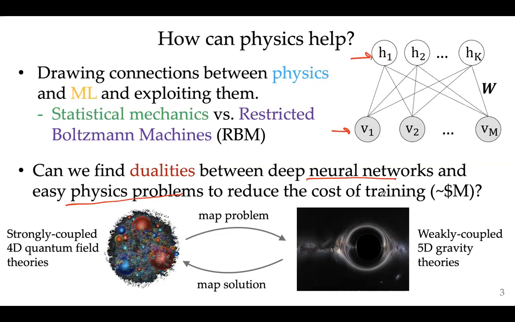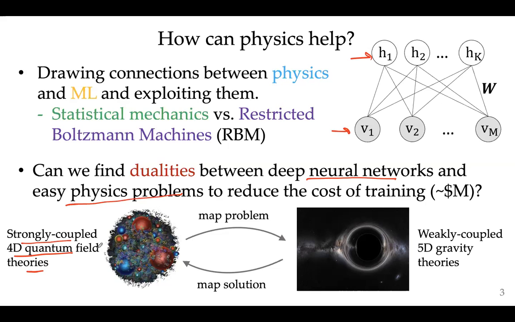The cost of training today is on the order of millions of dollars. Can we reduce this by using physics, for example? The idea of dualities is like this. Let's say you have a strongly coupled 4D quantum field theory. Quantum field theories model the subatomic particles and are used in particle physics. By 4D, I mean 3 space dimensions and 1 time dimension. Because these models are usually strongly coupled, it's really hard to solve them.